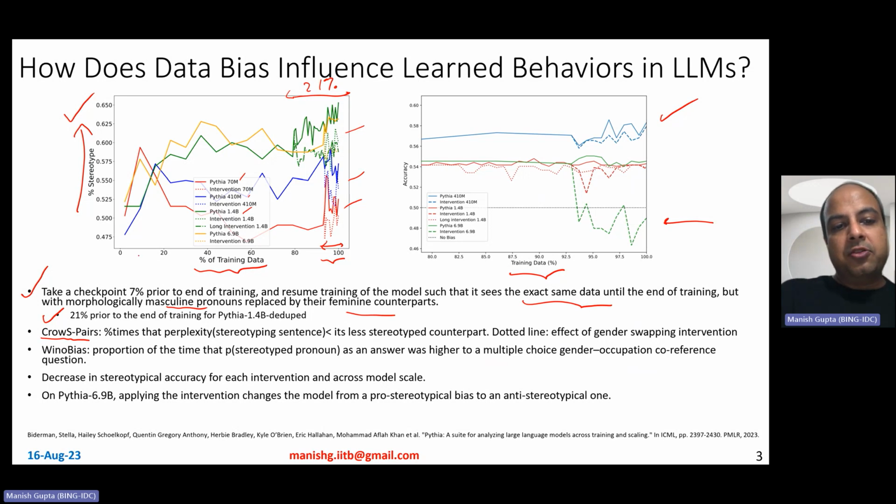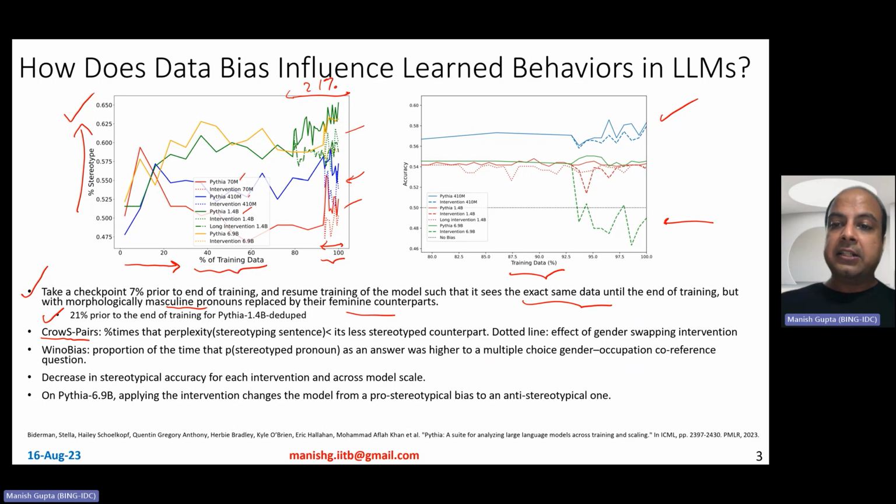You observe that as you do more and more pre-training, your stereotype percentage increases, which basically means that accuracy increases, the model gets better, but at the same time, it also gets biased. So that's the first observation. The second observation is that if you do any intervention, in the sense that you replace masculine pronouns by feminine pronouns, you see that the dotted lines are always below the solid lines, which basically means that there is a decrease in stereotypical accuracy for each intervention and across model scale.